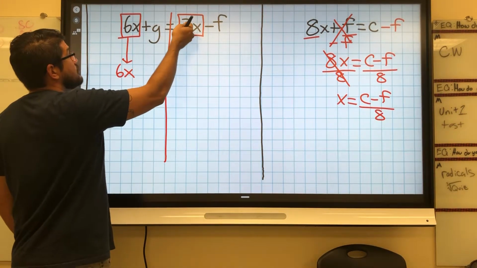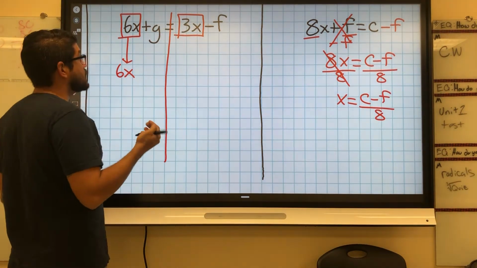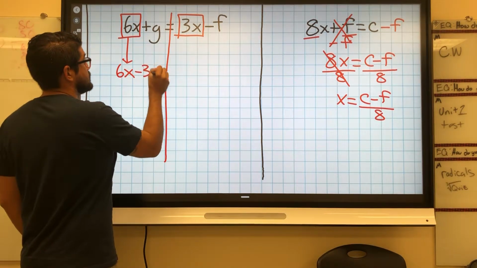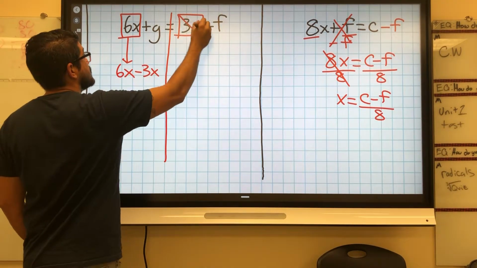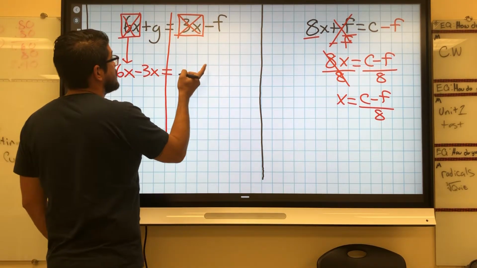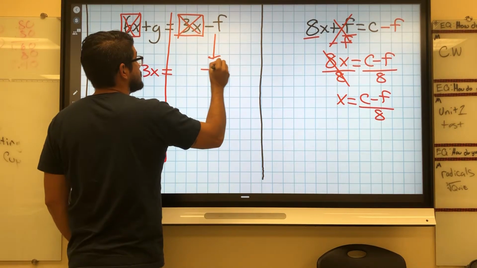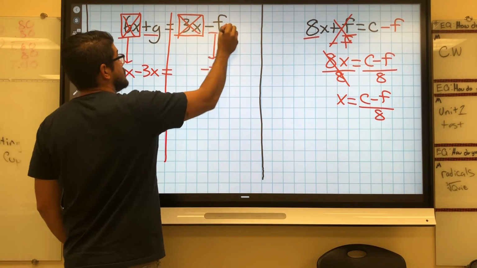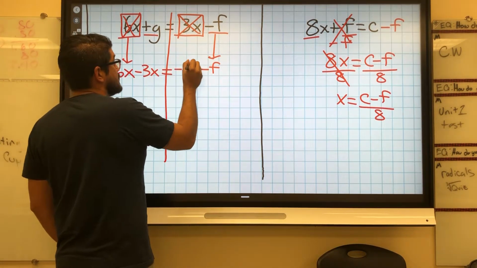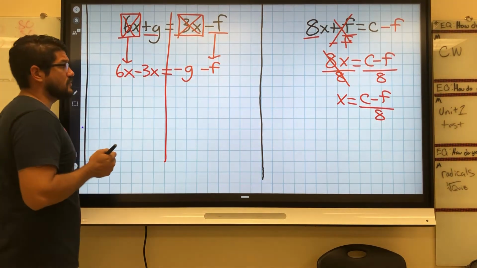Now this one, I'm going to move to this side, which means it's going to cross the equal sign. When that occurs, it changes signs. So this is going to be minus 3x. Okay? So that's done, and that's done. So now everything else has to end up over here. So the minus f is just going to come down. Minus f. This now has to move with this on that side. So that instead of plus g, it's going to become minus g. And this is my result so far.